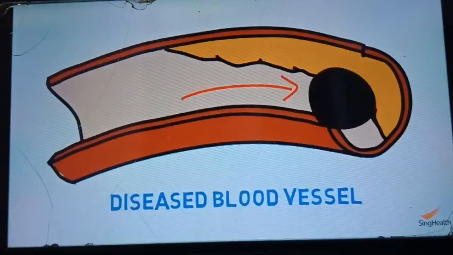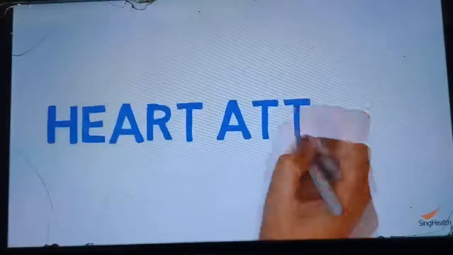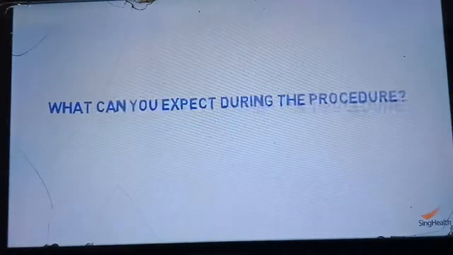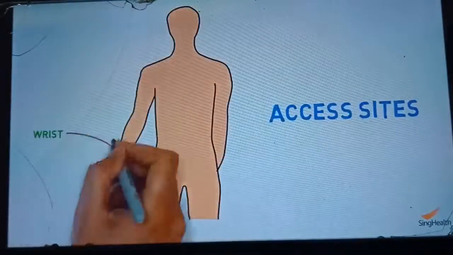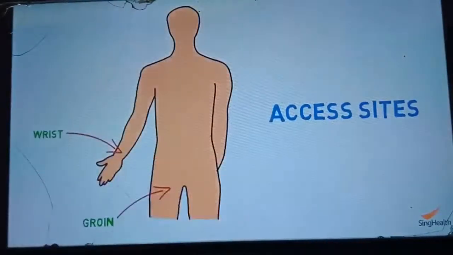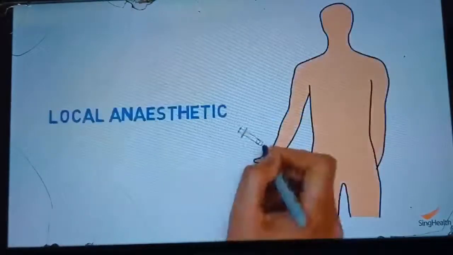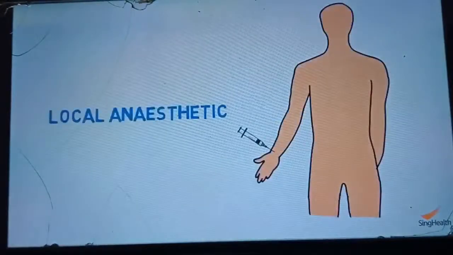If the blockage worsens, the blood flow to the heart may stop and the heart muscles could be damaged. This is known as a heart attack. During the procedure, you may be slightly sedated. The doctor will carry out the procedure either through your wrist or groin.